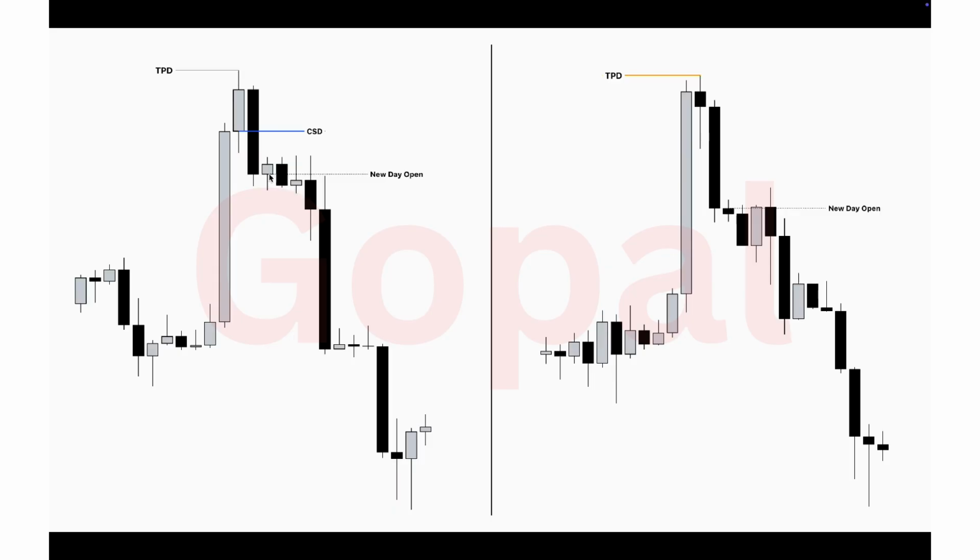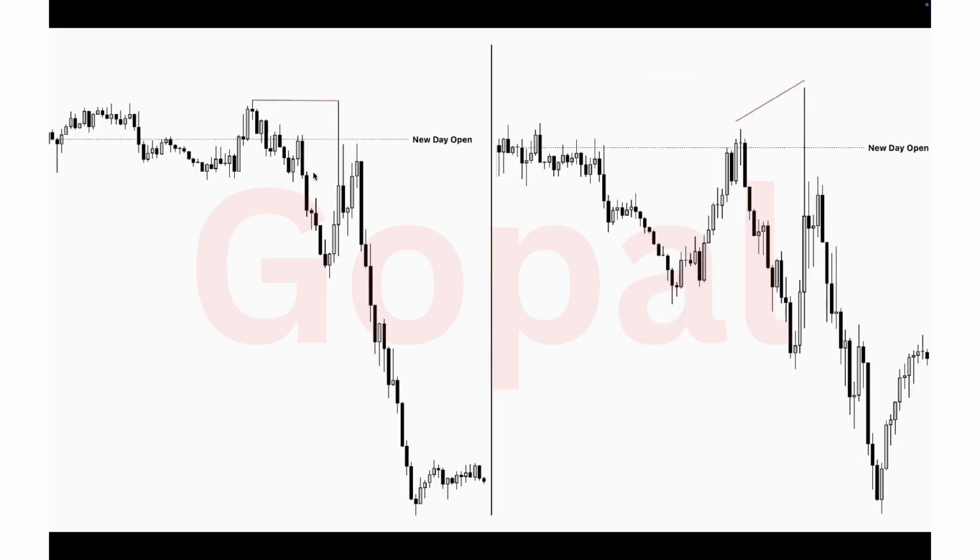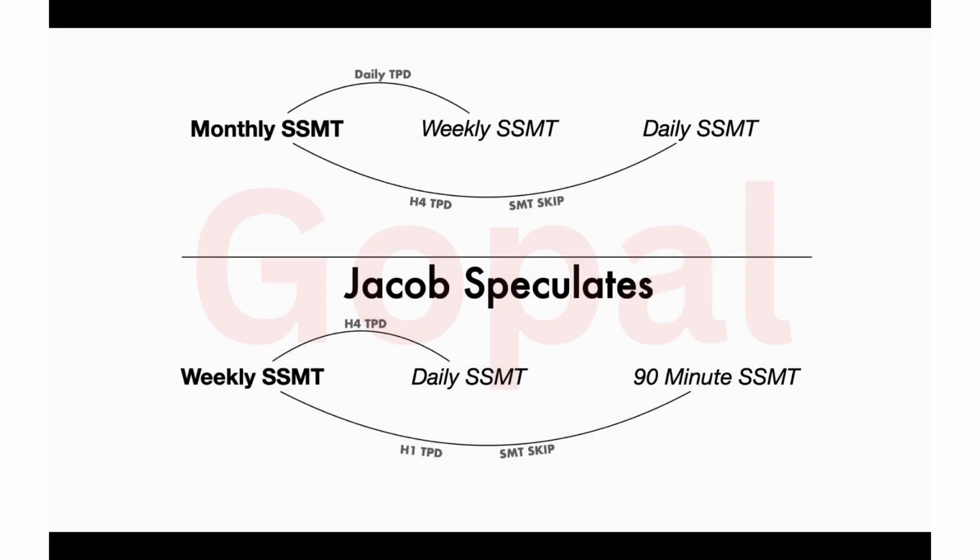And as you can see, we have the new day open outlined right there. And now going into the lower time frame chart, you can see we had an SMT on the daily cycle, creating an SMT skip that allowed for downside movement without needing an SMT on the weekly cycle to confirm the monthly cycle SMT.